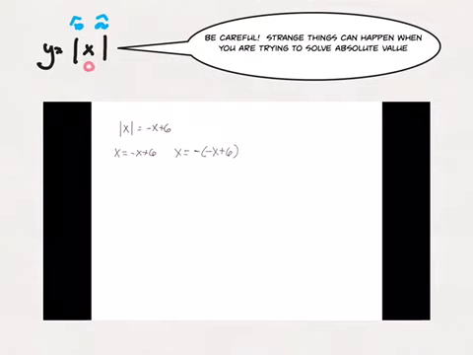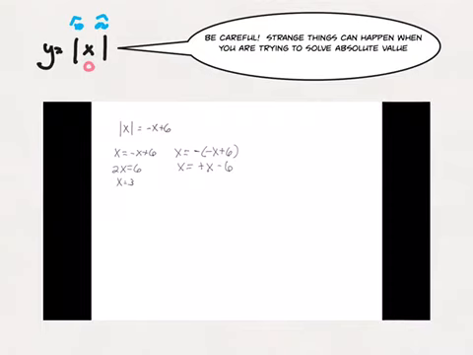So let's see. The first one, I'm going to add the negative x to this side of the equation. So I'm going to get 2x equals 6, x equals 3. Okay, easy enough. Let's look at the other side. Now I've got a negative here, so I want to distribute it. Negative times negative x, that's positive x. And negative times plus 6, that's minus 6.